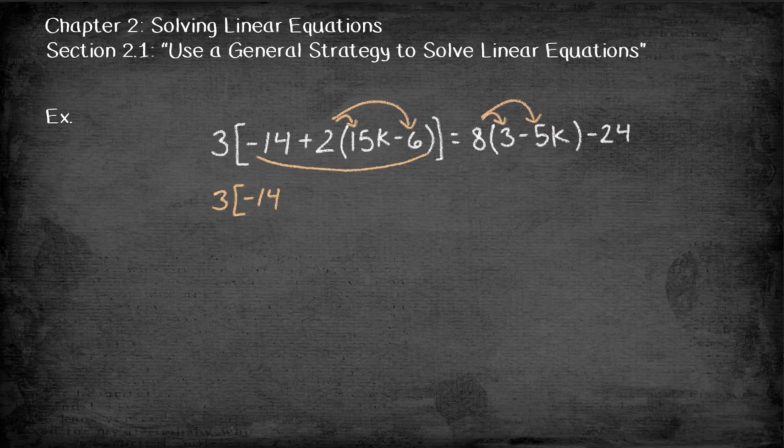And you want to be really careful. You don't want to try to do too many steps in your head at once. I'm like really clumsy and really prone to making mistakes. So I try to do as many steps as possible. All right, 2 times 15k is going to give me 30k. And then 2 times -6 is going to give me -12. 8 times 3 gives me 24. 8 times -5 gives me -40.